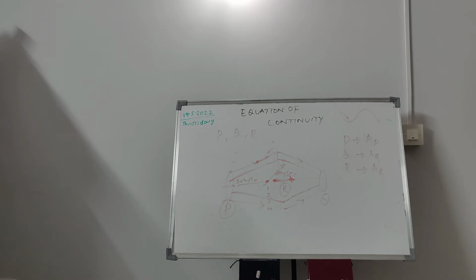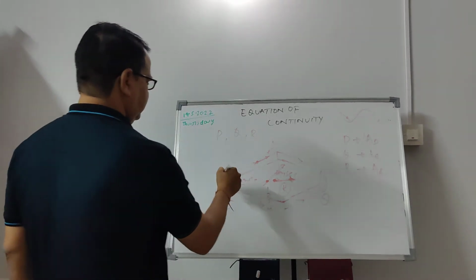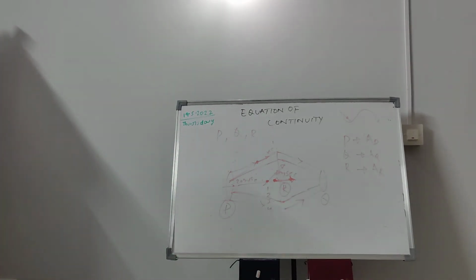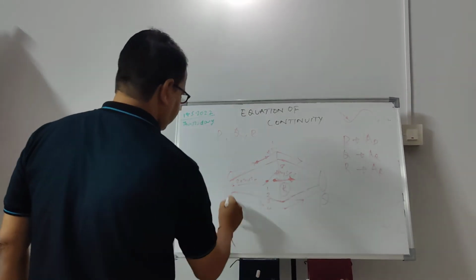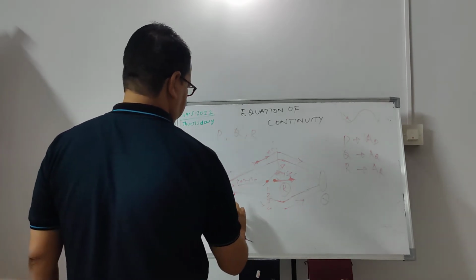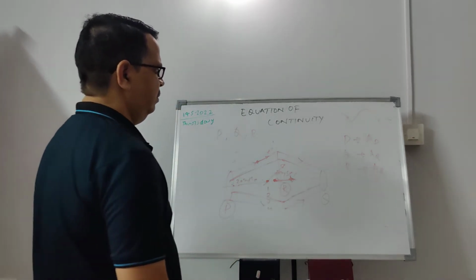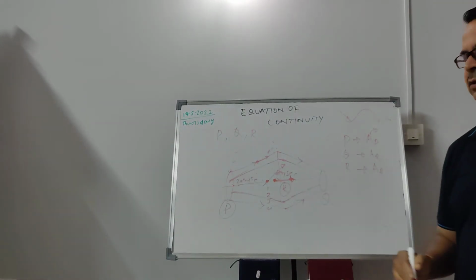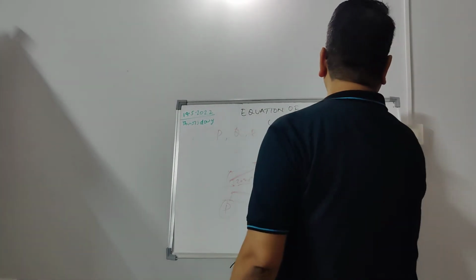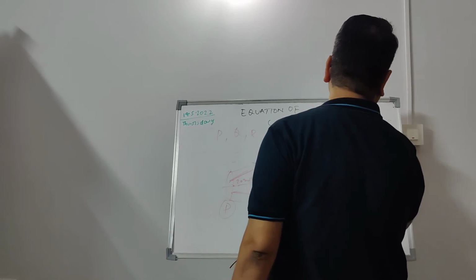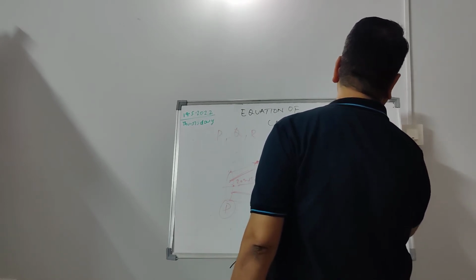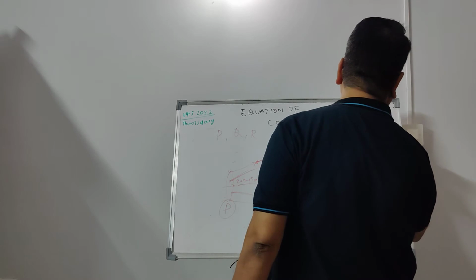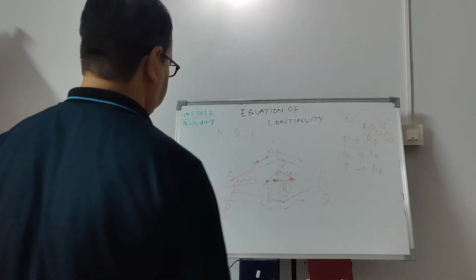So there is some mass. Here A is the area of cross section. So area of cross section, area of cross section, area of cross section. Okay. So what is happening?